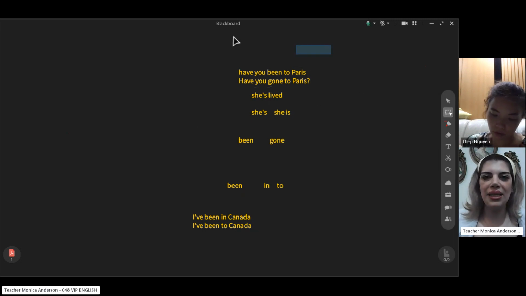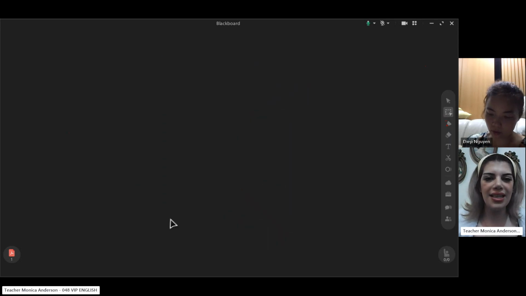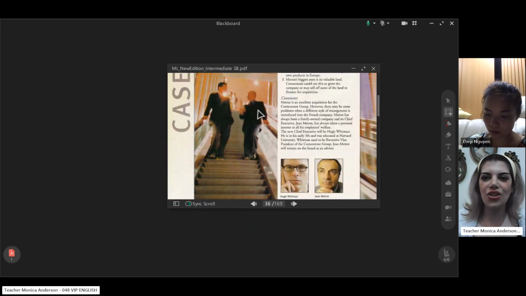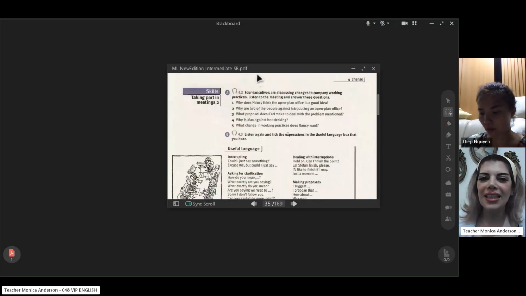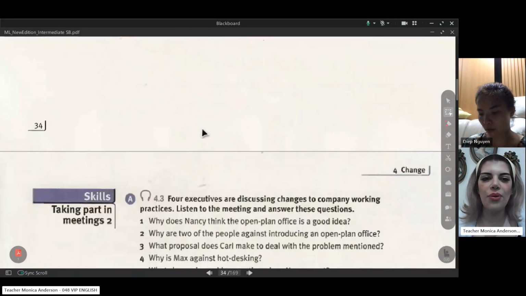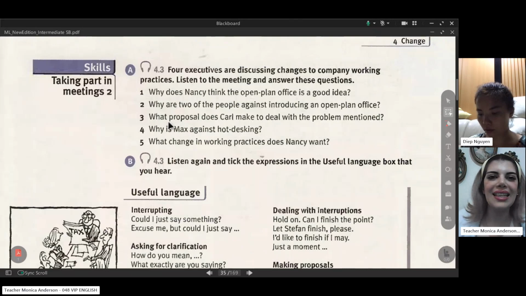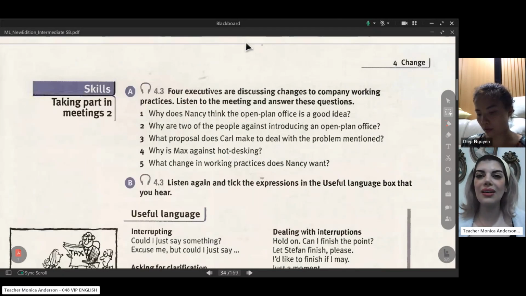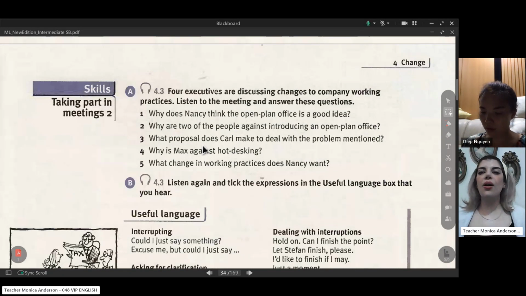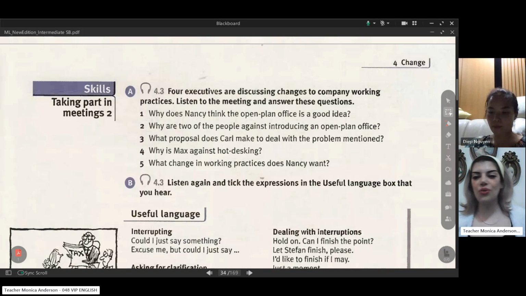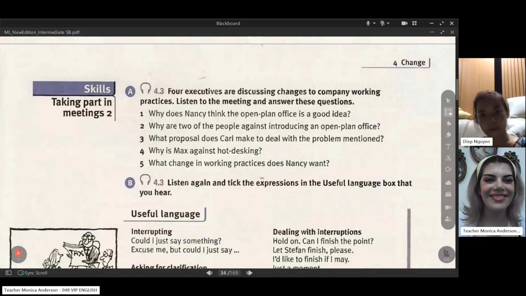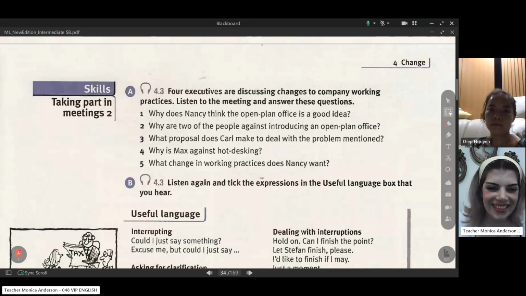Well, let me clean the board, and let's get started on the book. As I remember, we had the listening section that we need to continue with. These questions about listening: four executives are discussing changes to company working practices. Listen to the meeting and answer these questions. Ready? Okay. Great.